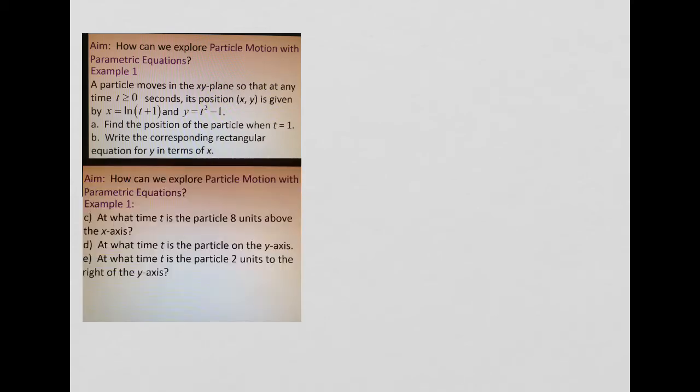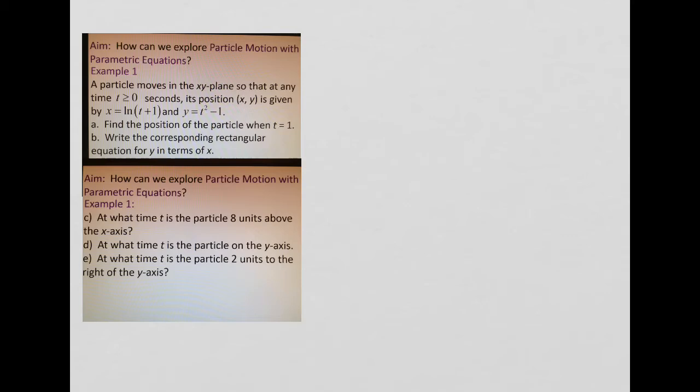So today we're looking at particle motion problems with parametric equations. In this example, it's a word problem with several parts. There's actually more parts than this. We do have a D and E, so let me pull that up. Okay, so there it is. We have our example, and we have parts A through E.